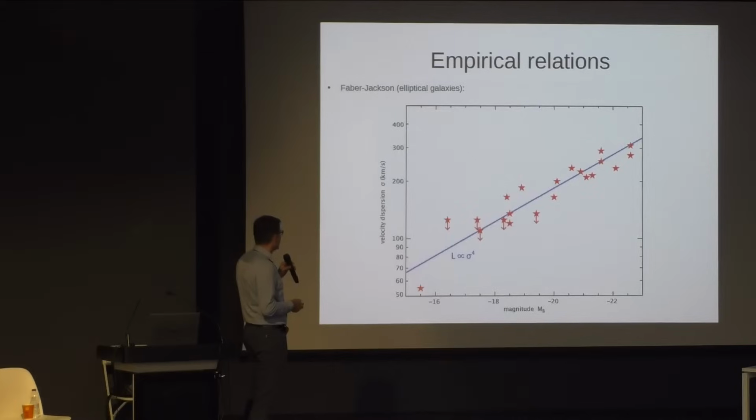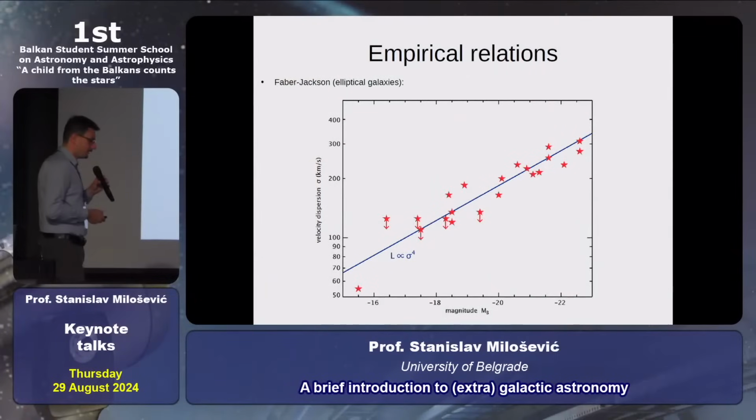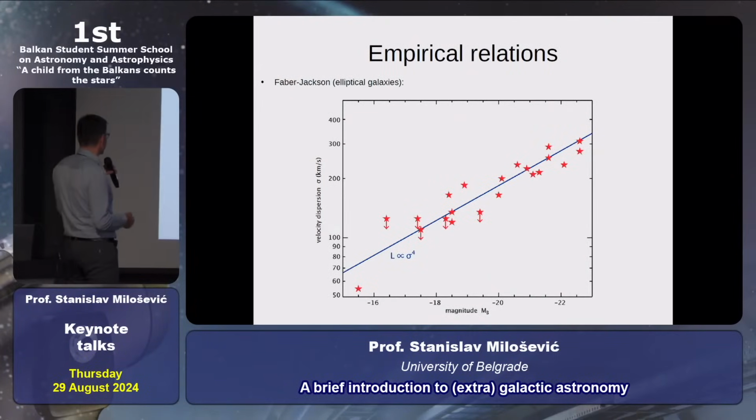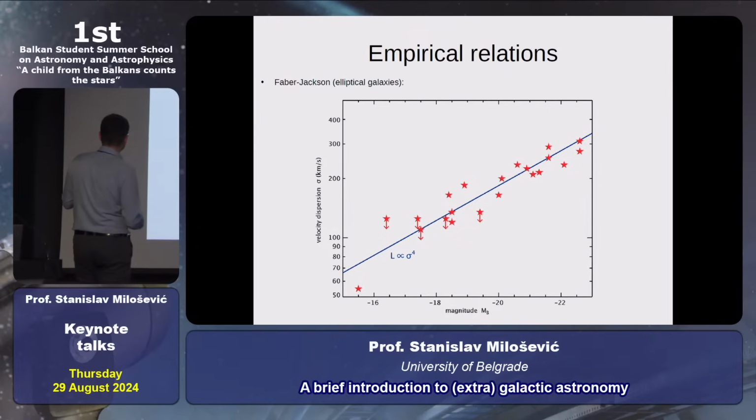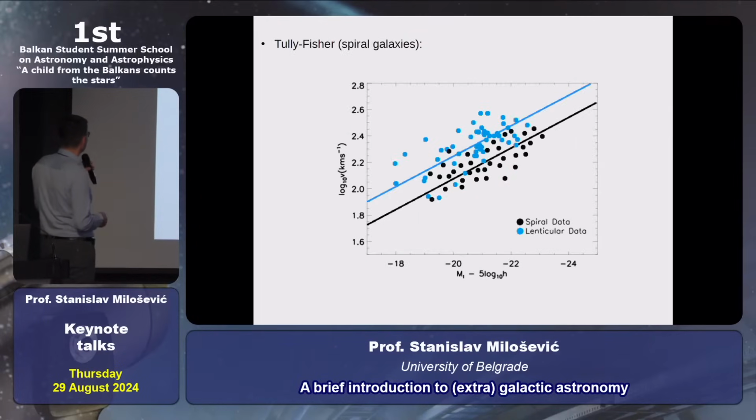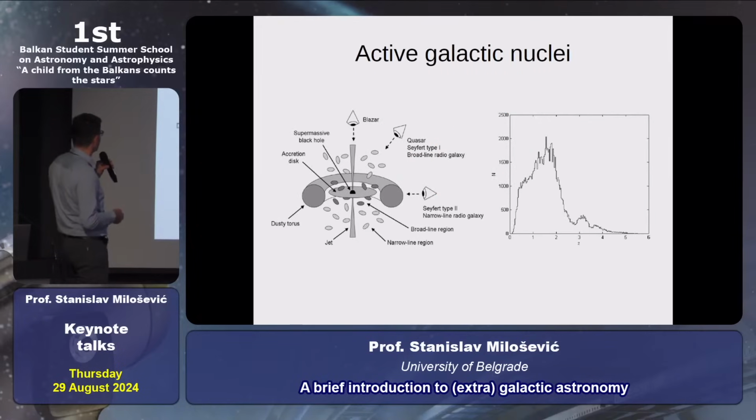Okay, and we also have some empirical relations for disk and elliptical galaxies, for example, a relation that connects velocity dispersion and magnitude. It's the Faber-Jackson relation for elliptical galaxies, and we also have a relation which connects the rotational velocity and absolute magnitude for spiral galaxies, which is the Tully-Fisher relation.